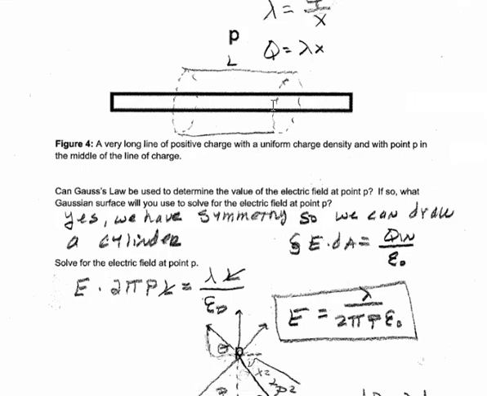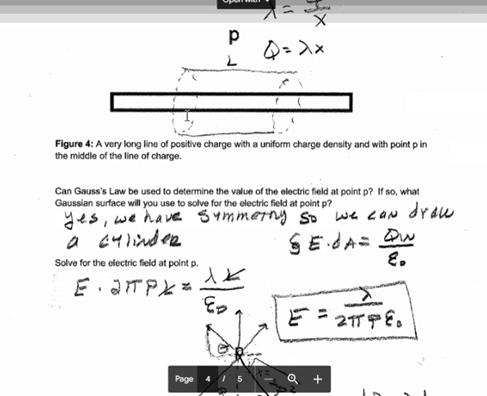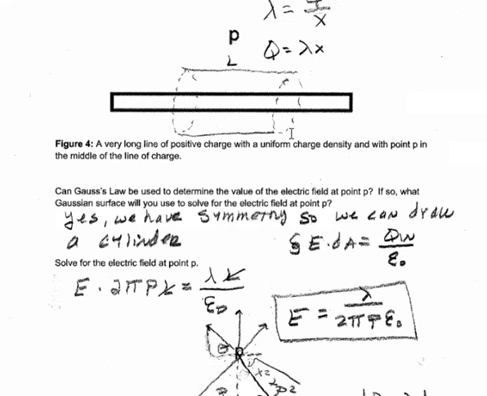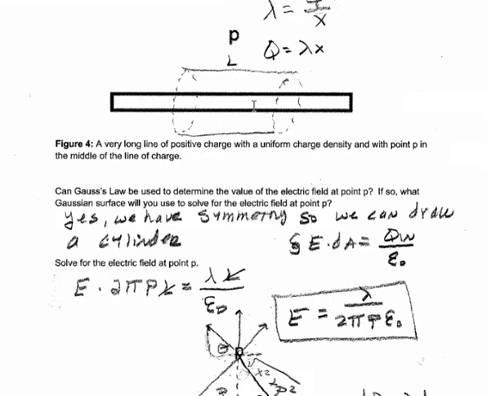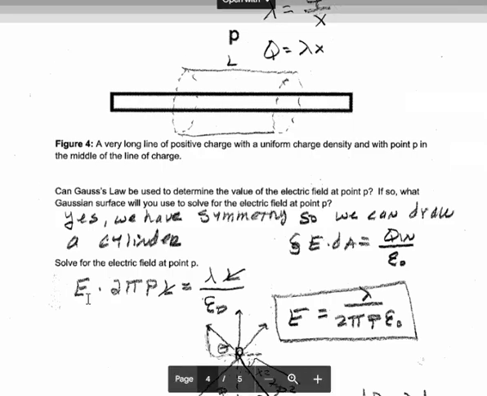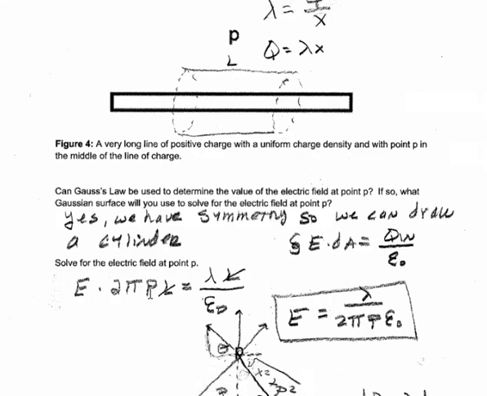Now, we need the surface area of our cylinder, and that's just going to be 2 pi r, the circumference of this. Okay, r in this case is the distance P away from the center. And we're going to multiply that by L. So E times 2 pi P times L equals lambda L over epsilon naught. Canceling out our L's, the electric field is lambda over 2 pi times P, which is our distance from the wire, times epsilon naught.